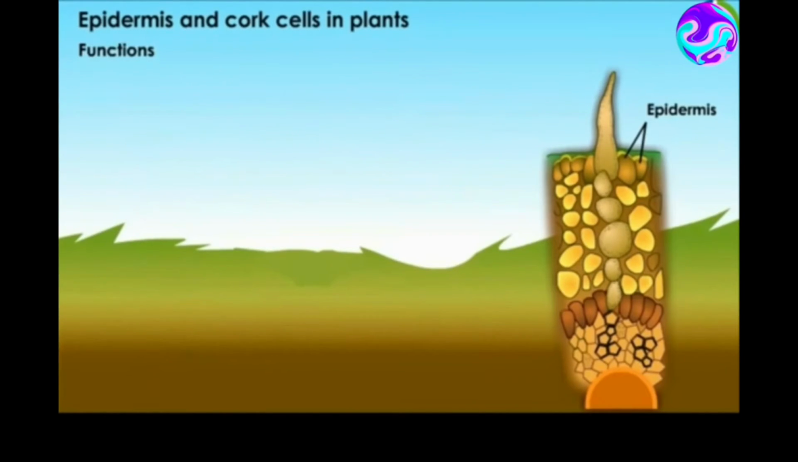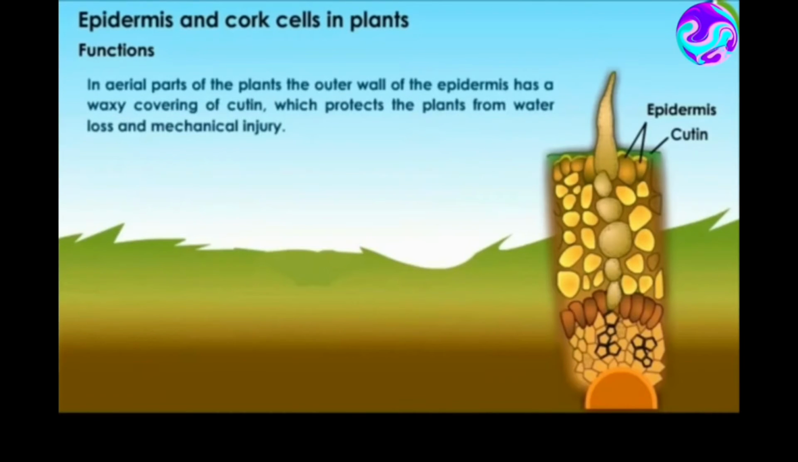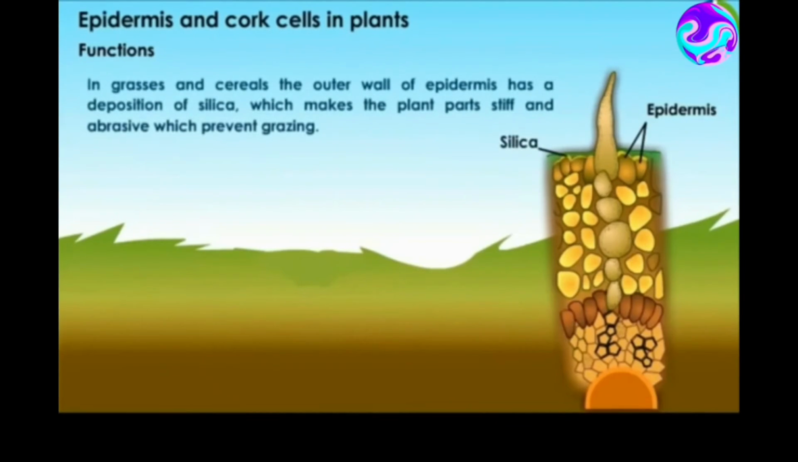Now let's get started with its function. In the aerial parts of the plants, the outer wall of the epidermis has a waxy covering of cutin which protects the plant from water loss and mechanical injury. Now, in the grasses and the cereals, the outer wall of an epidermis has a deposition of silica which makes the plant part stiff and abrasive, which prevents grazing.